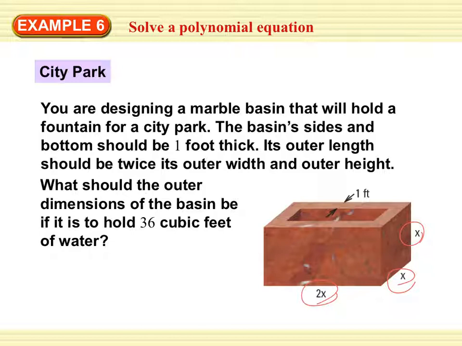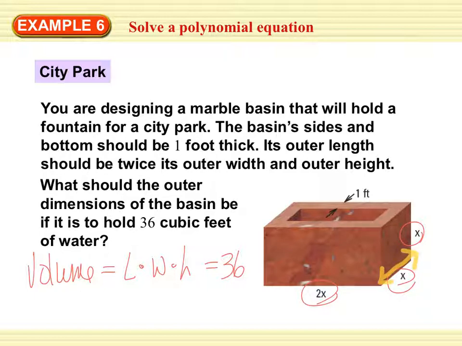So my volume is cubed, so it's length times width times height, and it's going to be equal to 36. Now, if we look at each thing, each length, width, and height, this is x, but the inside of it is really x minus 1 minus 1.